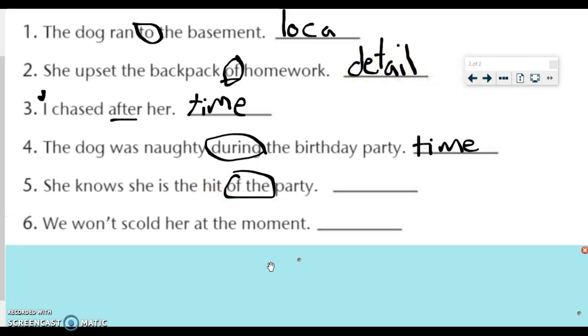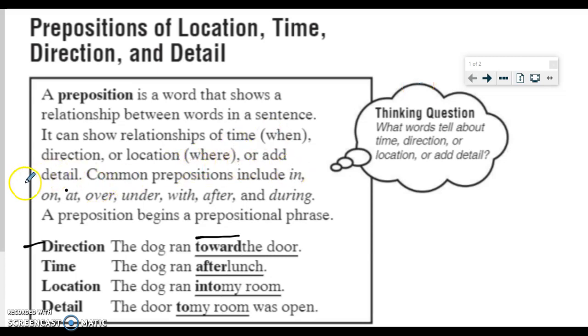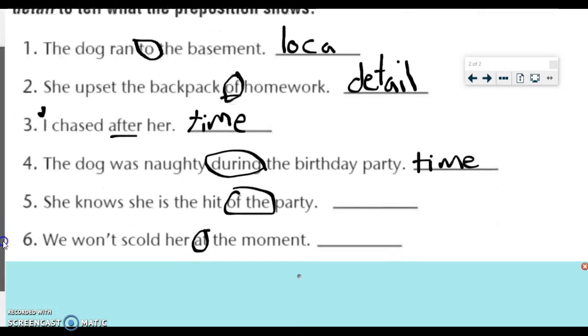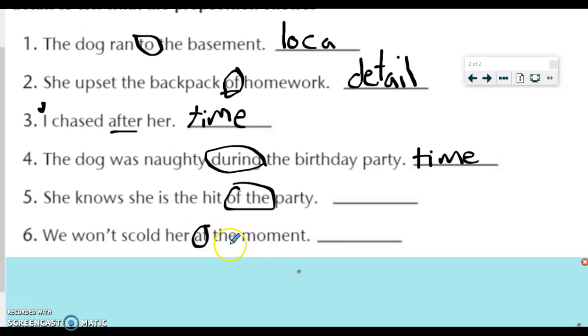All right, down to 6. We won't scold her at the moment. So right here, if we can go back, maybe look at our words again. In, on, at. There's a good one right there. Tells you that "at" is your preposition at the moment. So again, you need to decide, is it a time, is it a direction, location, or a detail? Hopefully a few of you are shouting out, but this one is actually a time. You think about a moment in time. Granted, it's not giving you an actual time, say it's not saying it's noon, but it is still giving you a time. So on this one, we would write time as well.